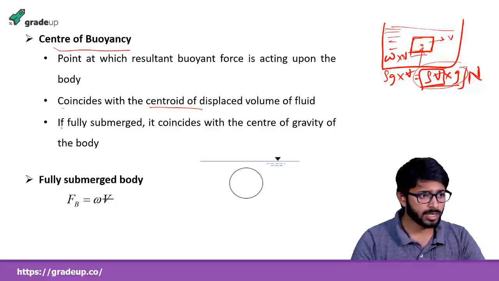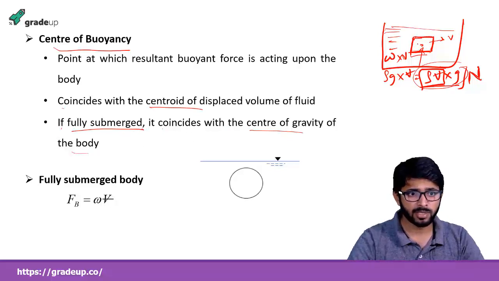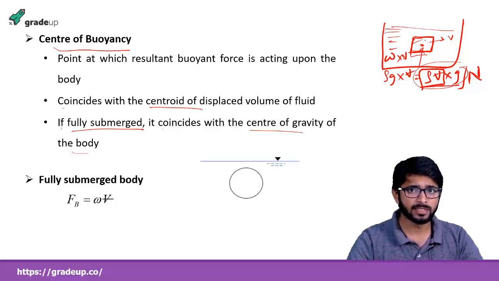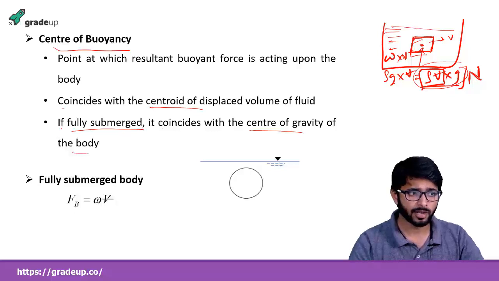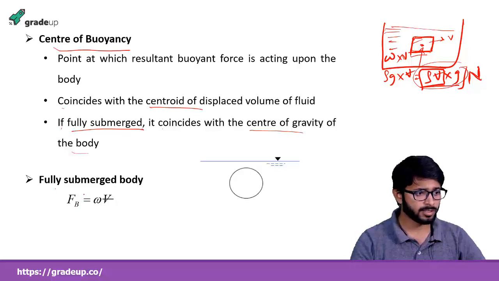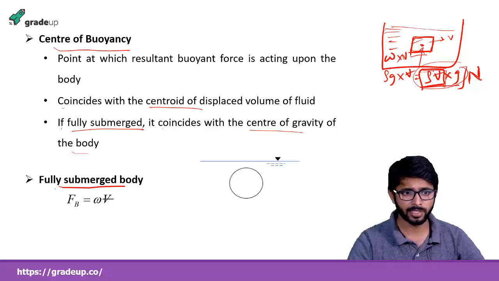If a body is fully submerged, in that case the center of gravity of the body will coincide with the center of buoyancy, but only in one case, when the mass of this body is uniformly distributed all over its volume. Then the center of gravity of this body will be at the center of its volume, and in that case the center of buoyancy will coincide with the center of gravity. Now let's talk about the condition when the body is fully submerged.